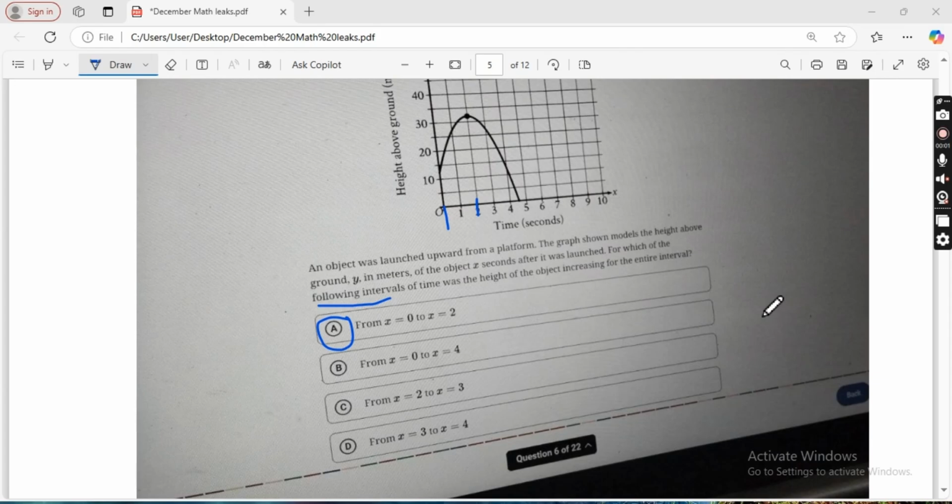So here the question was asking about the interval where the function was only increasing, and we found that from 0 to 2 of the x values, the function is always increasing. So the answer is A.